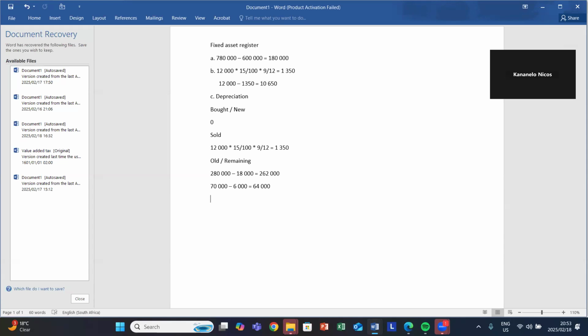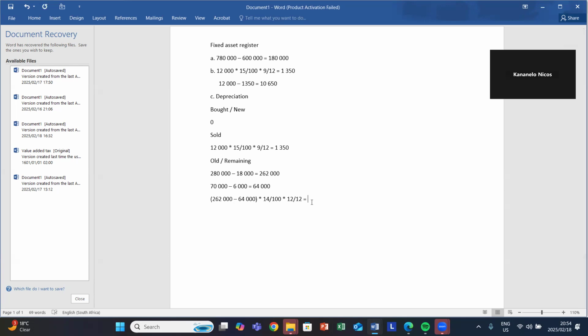How are you going to do that? Remember that you are using the carrying value method. You say your cost price for all the remaining, 260,000 rand, minus your accumulated depreciation in brackets. When you deduct them, you get your carrying value. Then multiply by a rate of 15%, and lastly multiply by 12 over 12. Why am I multiplying by 12 over 12? Because I used my asset for a year. And then we'll get the depreciation for all the remaining.